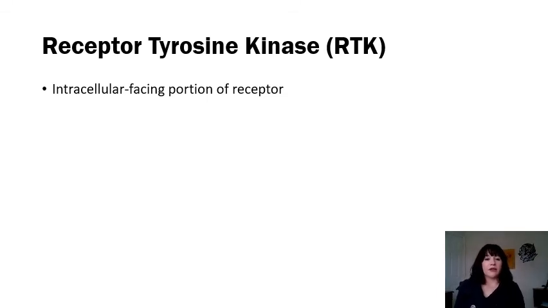One very common example of an enzyme-coupled receptor is called a receptor tyrosine kinase, or RTK. This is not the only enzyme-coupled receptor out there, but it's a very well-known one that we're going to focus on in our examples. Receptor tyrosine kinase, for short, is called RTK. You can guess what it does by its name. The intracellular facing side of this receptor protein is going to act as a kinase. It will phosphorylate proteins that it interacts with, and on those proteins, it is going to phosphorylate the amino acid tyrosine.